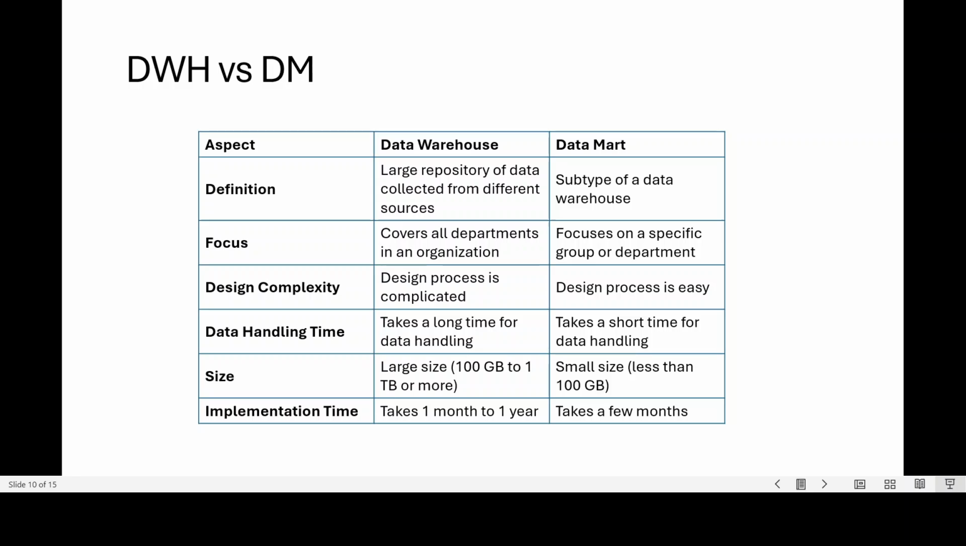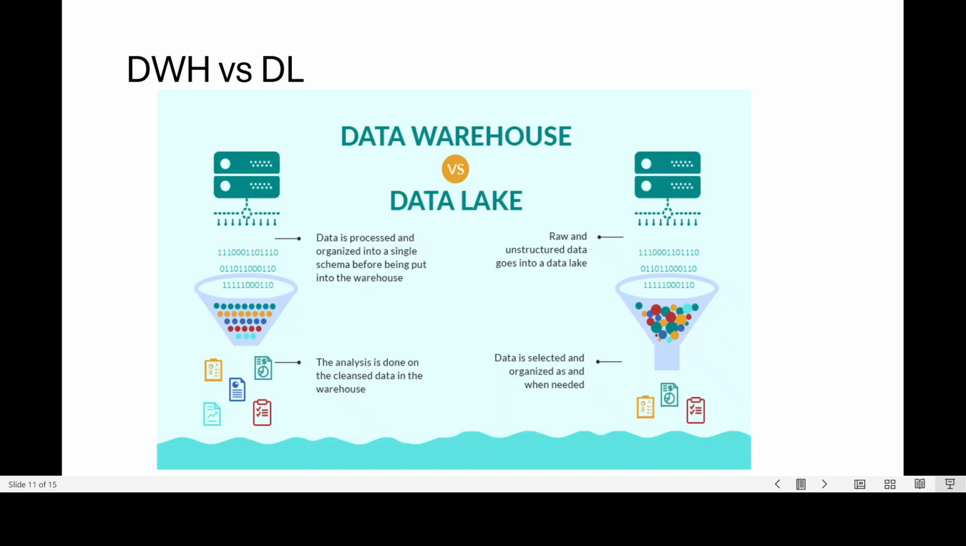Coming to size, a data warehouse is large, that is 100 GB to 1 TB or more, but a data mart is small, that is less than 100 GB. Coming to implementation time, a data warehouse takes 1 month to 1 year, but a data mart takes a few months. Next, we are going to understand the differences between the data warehouse and data lake by using this schematic.